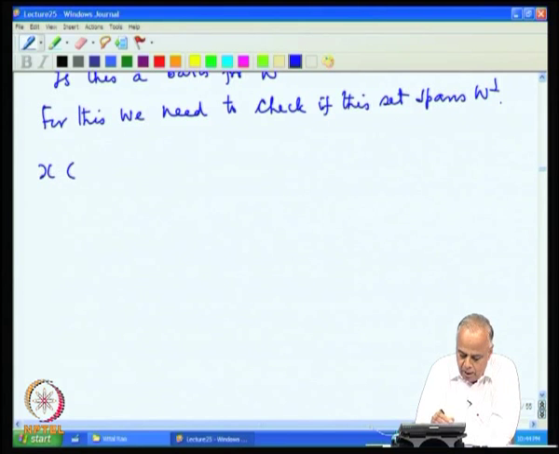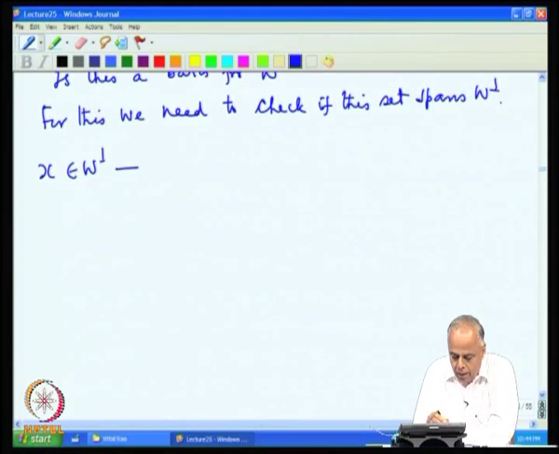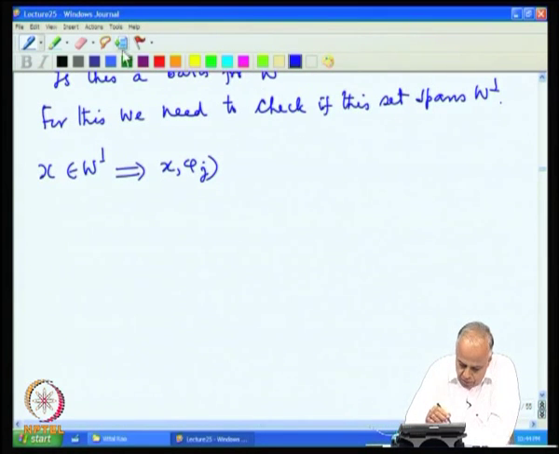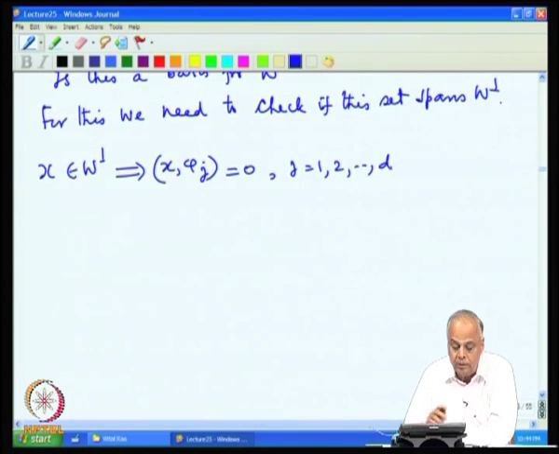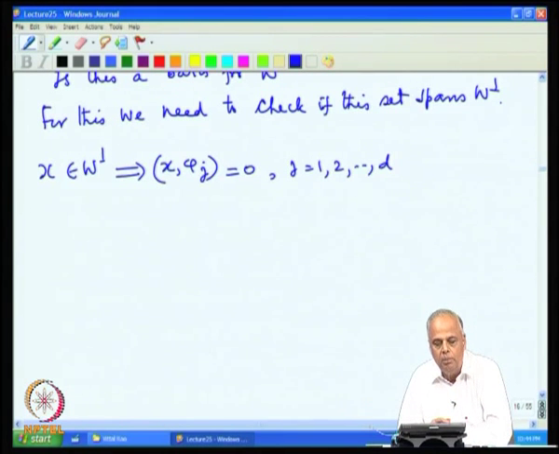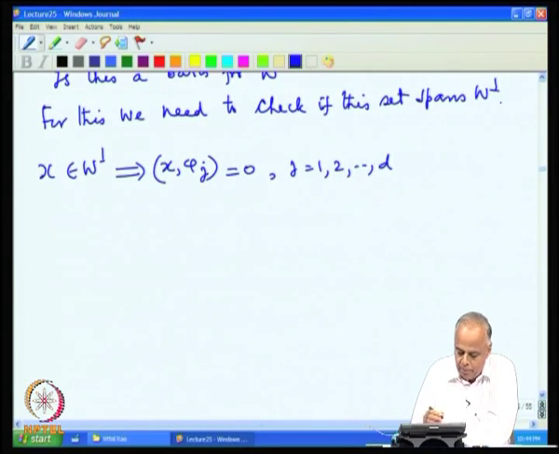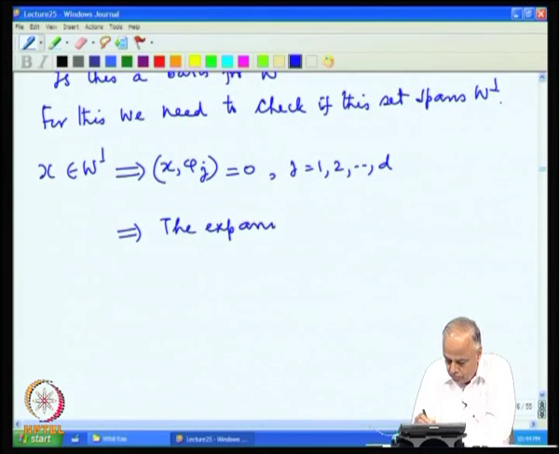So, let x be in W perp. Since x is in W perp, the inner product of x with phi j must be equal to 0 for j equal to 1 to d. Why is this? Because a vector is in W perp if and only if it is orthogonal to all the vectors in the basis for W. Now, phi 1, phi 2, up to phi d forms a basis for W, and therefore x must be orthogonal to phi 1, phi 2, up to phi d. And that means the expansion for x in terms of B.